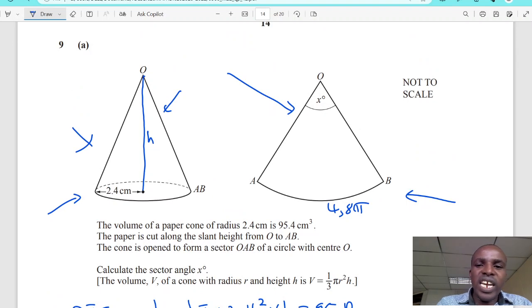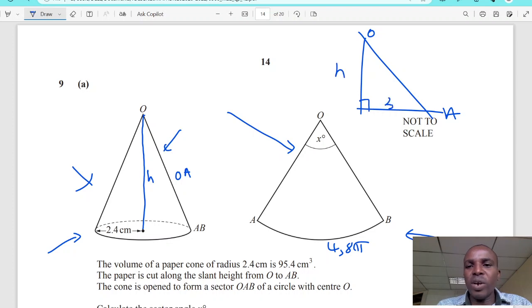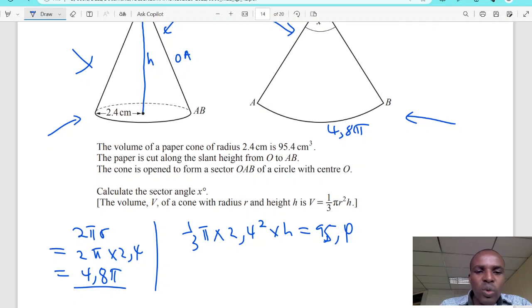Want to find this side, I can call OA. To find the side OA, you take a triangle like this. This one is OA. Then we have the height h. Then our radius is 2.4. So if you can find the height, then you can use height and 2.4 to find OA. Pythagoras theorem. Then you can have our OA. That will be the radius of the sector. Done. So let's work out this one.